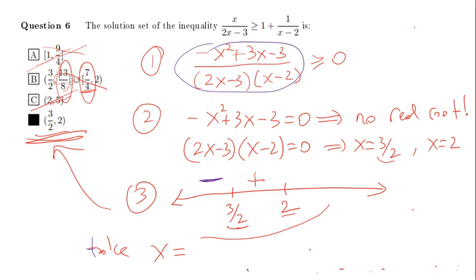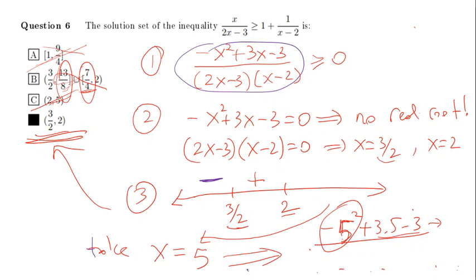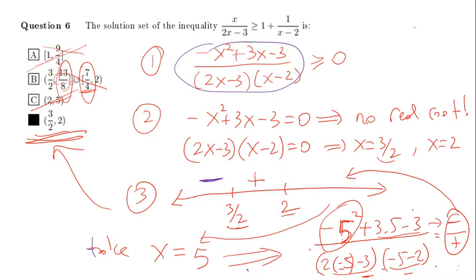And now if you take this one here, x equal to, let's say, 5, we can put it here: minus 5 squared plus 3 times 5 minus 3, and it will give you a negative number. This is too big for them. And this is 2 times minus 5 minus 3, which is a negative value. Minus 5 minus 2 is a negative value. So this is negative and this is negative, so it will give you plus. So this will be also negative.